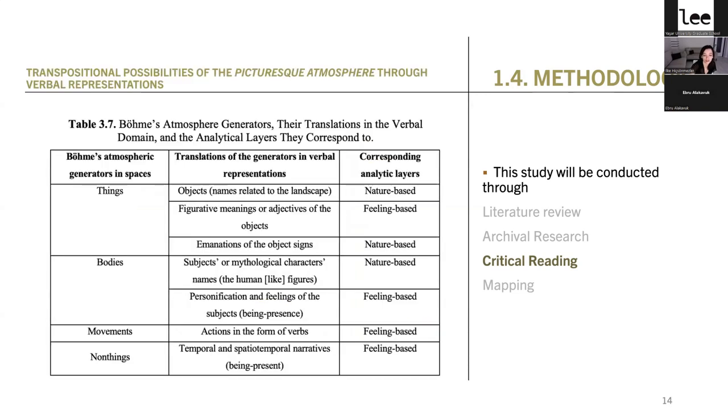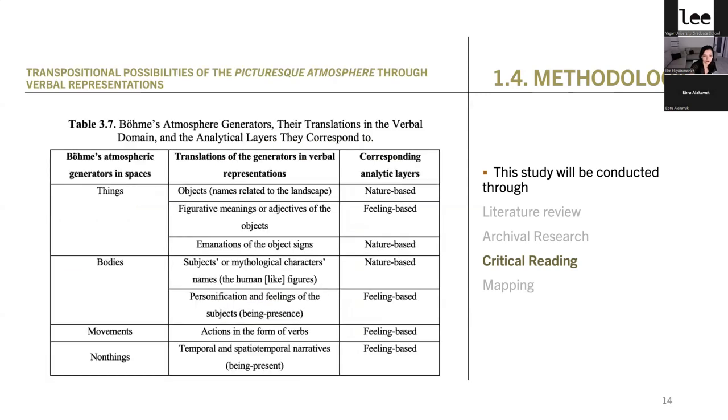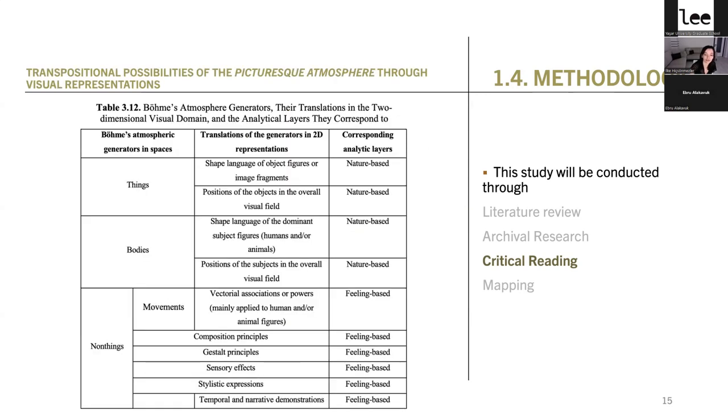However, these are not only shaped by the 18th century. Instead, it aims to carry the picturesque out of the frame with the atmosphere generators of Gernot Böhme. His theory is translated according to the needs of the picturesque. This table, for example, shows the translation of the picturesque for the verbal domain, and this shows the translation for the visual domain.